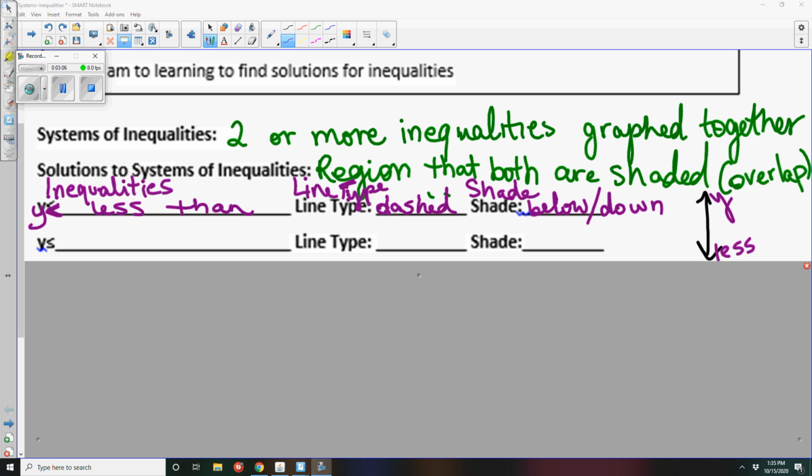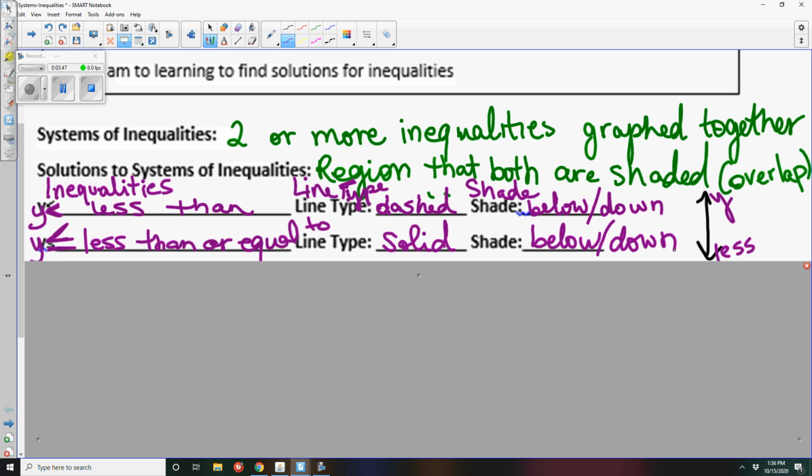Our second one here says y, and it has the same type of symbol, but now it's a line under it. So what does that say? You got it, less than or equal to. Apparently did not make my line long enough. Now if it's equal to it, we are going to include the number. Does anybody remember what type of line we get? Solid, you got it. Solid line. And it's still less than, so where are we going to shade? Still below or down, however you like to say it, underneath. Over the years I've heard people say a lot of different things, whatever way makes your brain happy.